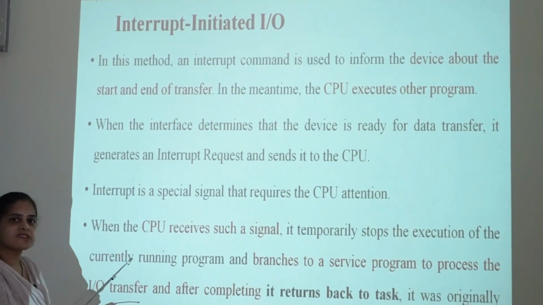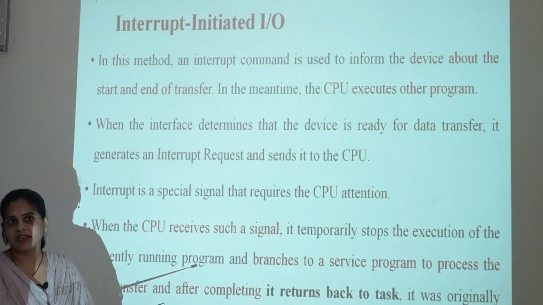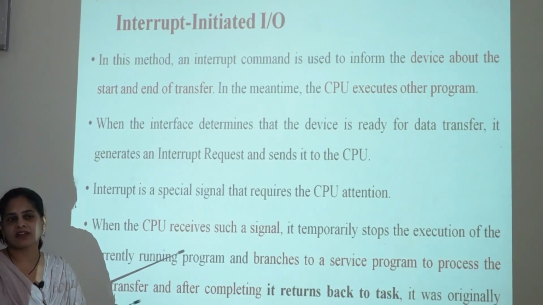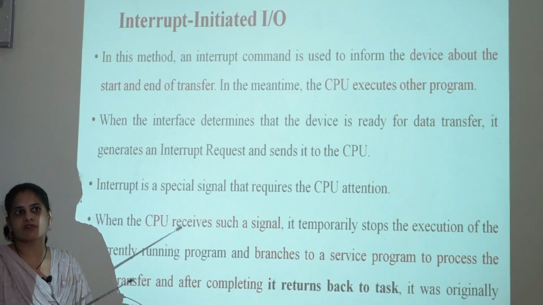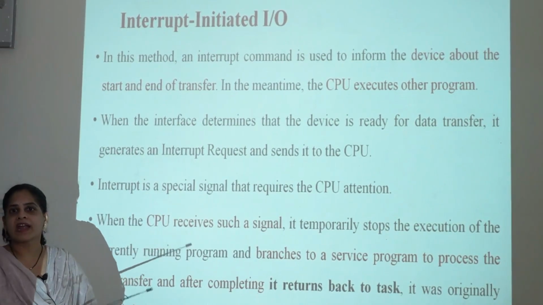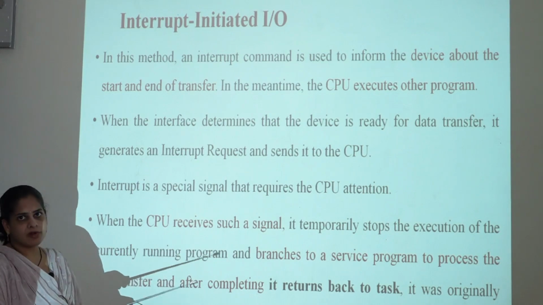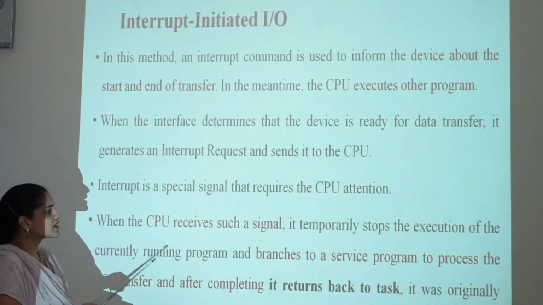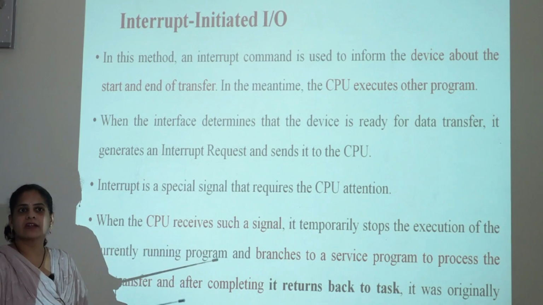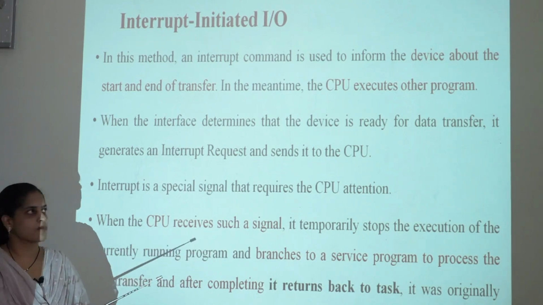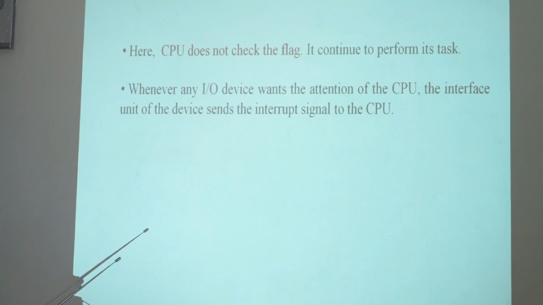So when the CPU receives such an interrupt signal, it will stop whatever program it is executing or whatever task it is doing, and it will go to the interrupt service routine. It will perform a data transfer, and after completing the task it will go back and continue wherever it had stopped. So in this case the CPU does not check the flag bit; it is the responsibility of the interface to check the flag bit and intimate the CPU with the help of an interrupt signal.